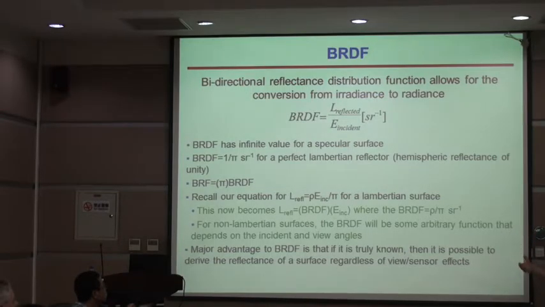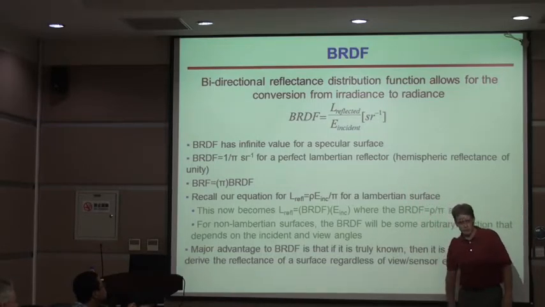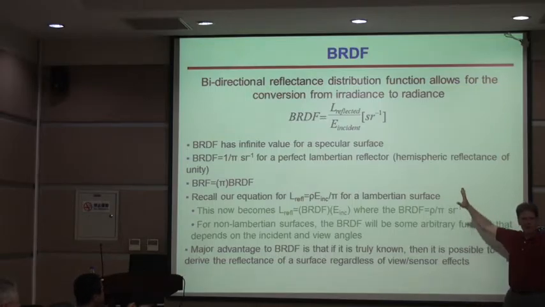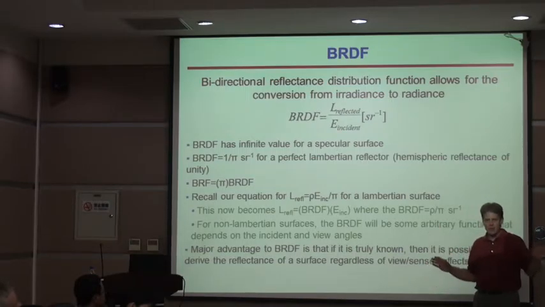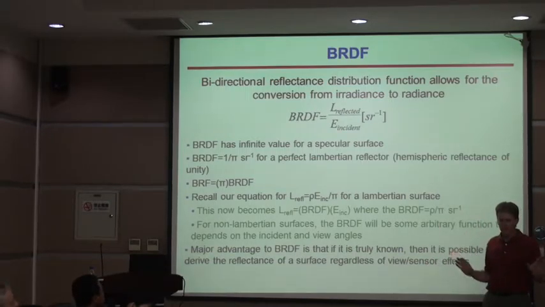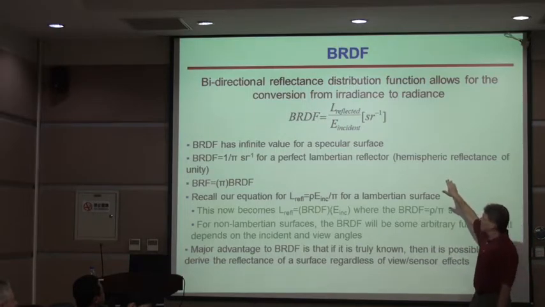In Christianity, we have something called the Holy Grail, the ultimate thing we're trying to achieve. This is, if somebody gives you the true BRDF of a surface, you are done. If you know it as a function of time, you never have to go visit that site ever again. And BRDF is the bidirectional reflectance distribution function.